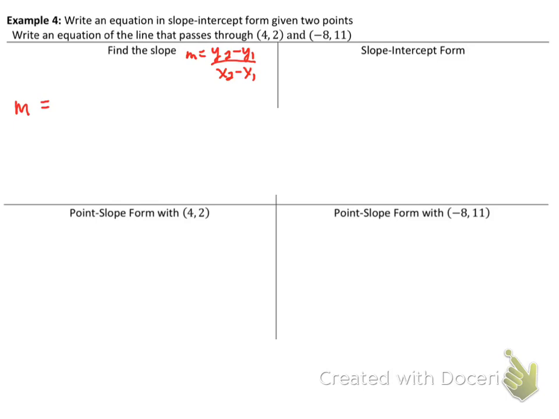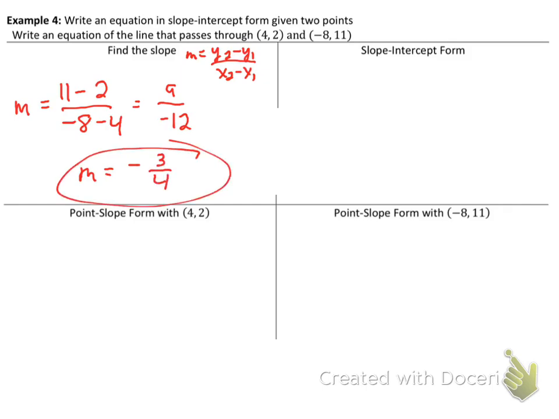So I got m equals, I'll take 11 minus 2 over negative 8 minus 4. 11 minus 2, that's going to give me 9. Negative 8 minus 4, that's going to give me negative 12. So my slope simplifies to negative 3/4. So now that I found my slope, I can find the equation of the line.